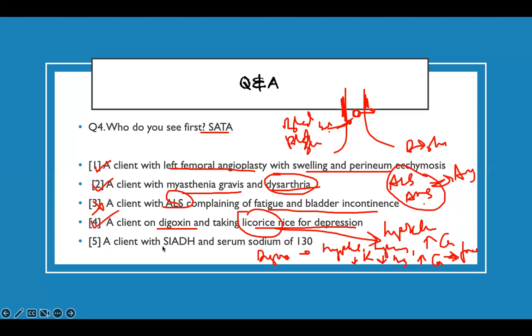A client with SIADH and a serum sodium of 130. You see, we have two B-sharp moments. Digoxin with Lasix, basically hypokalemia, is a B-sharp, electrolyte, not good. SIADH with sodium of 130 is a B-sharp moment. That's the E portion, electrolyte. Hyponatremia will lead to seizure. Therefore, we need to see this patient. Not good.